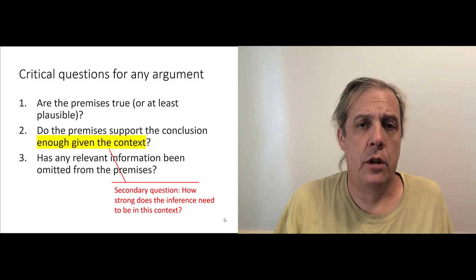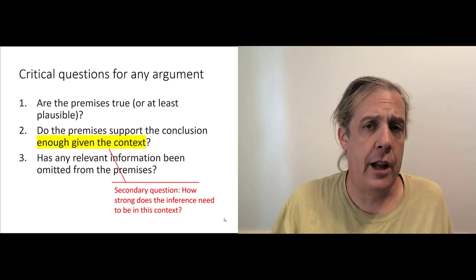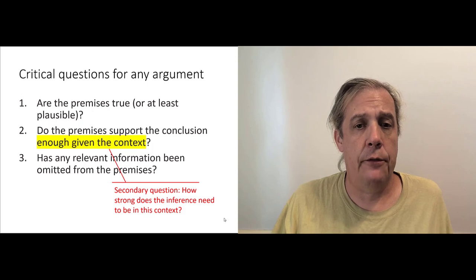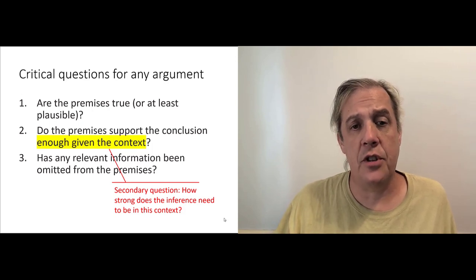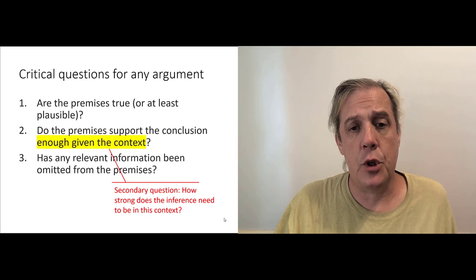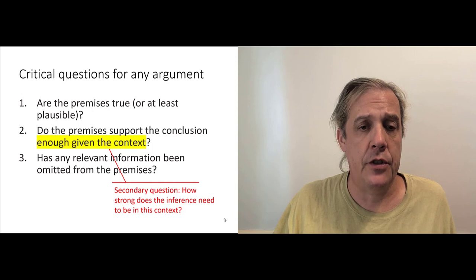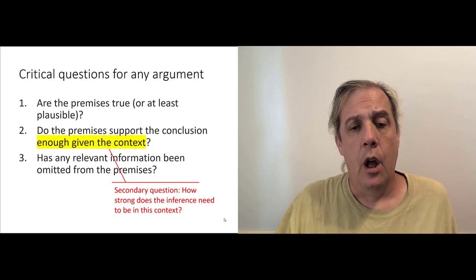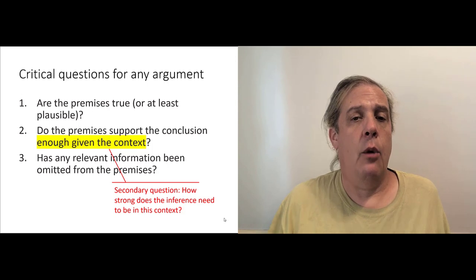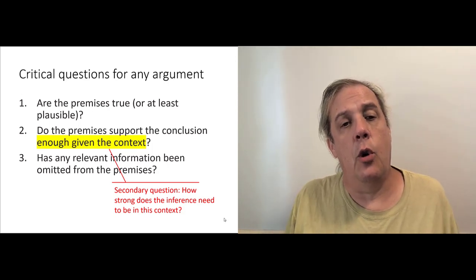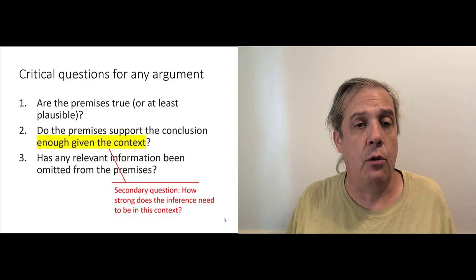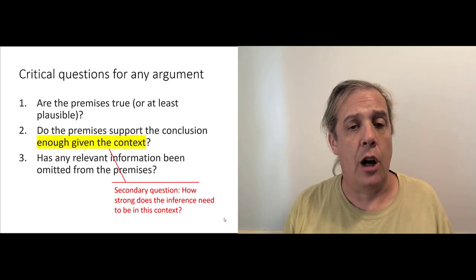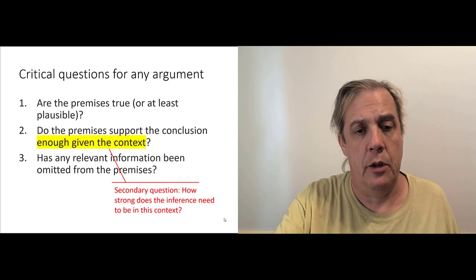So we got on this topic of standards of proof and burden of proof because of the critical questions that go with any argument. Are the premises true? Do the premises support the conclusion? There's a secondary question with each of these. How strong does the support have to be? How well confirmed do the premises have to be, right? So now I want to return to the critical questions and talk more about specific styles of argument.